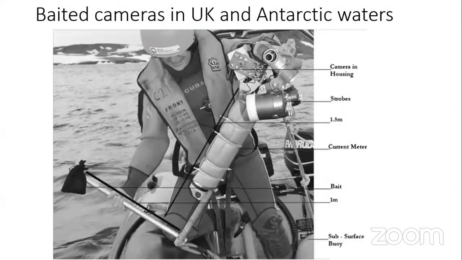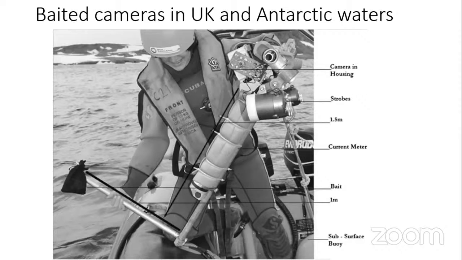So this is our first go at a beta camera. This is Kathy Dunlop. She was the first PhD student to work on this topic, and this is the camera system that we built, which was used in the UK, mostly in Firth of Clyde and the west coast of Scotland, but also a similar version which we used in Eilat in the Red Sea as well. And then this is her deploying it in Antarctica.